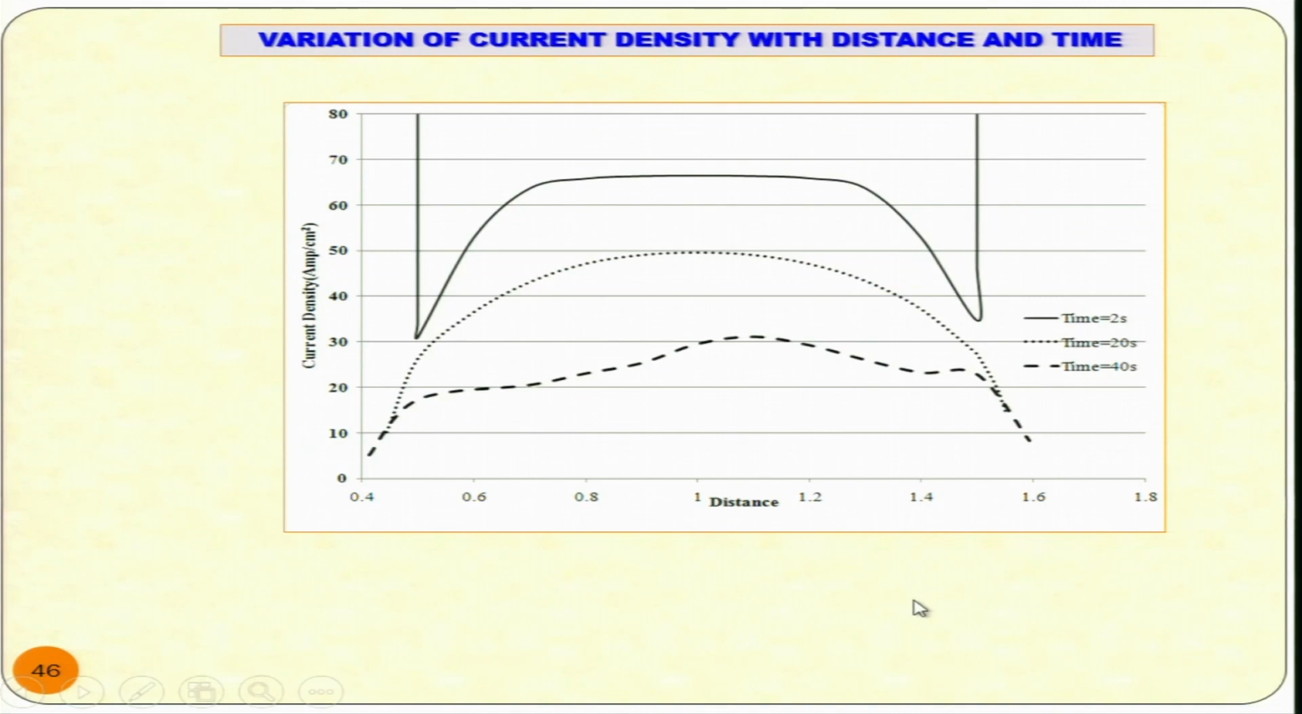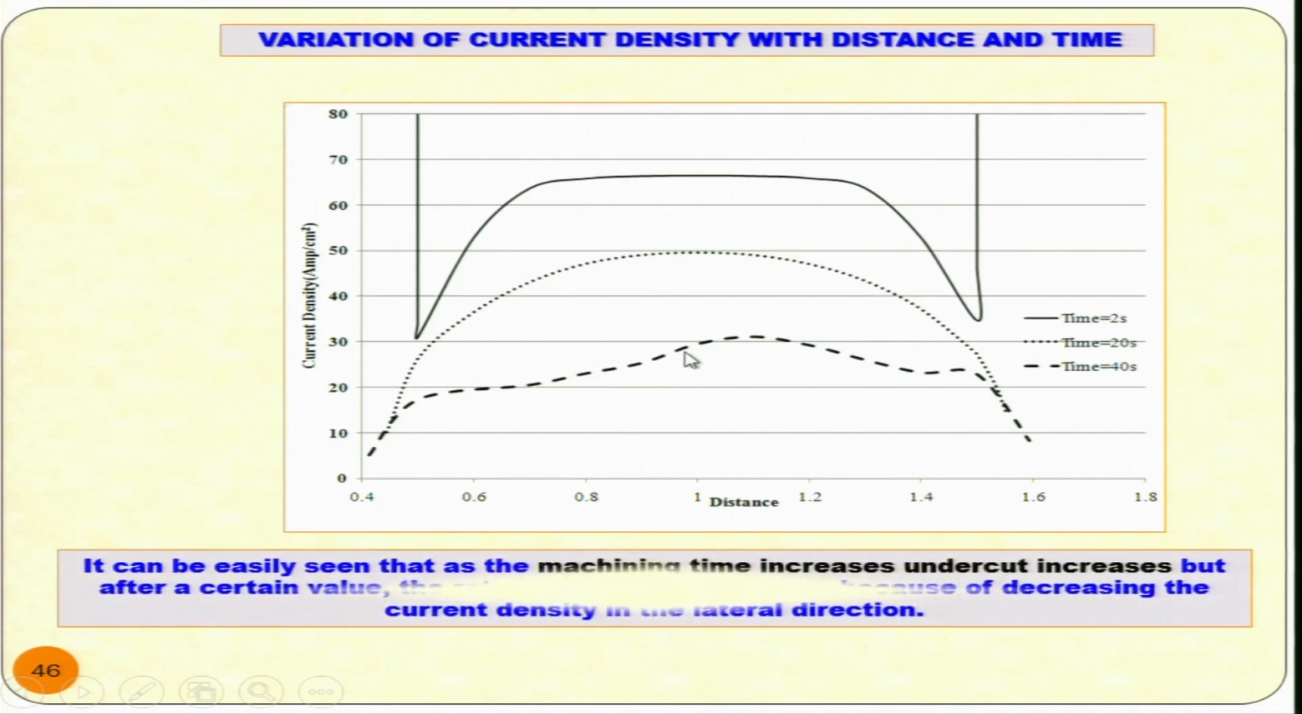Now the variation of current density with distance and time both is what I have shown there. This is the one and this is another one for time 20 seconds, and this is for 40 seconds, and this is for 2 seconds. So you can clearly see that with distance as well as with time the current density is continuously varying. It can be easily seen that as the machining time increases, undercut increases, but after a certain value the rate of undercut decreases because of the decreasing current density in the lateral direction. So you can see here different timings.